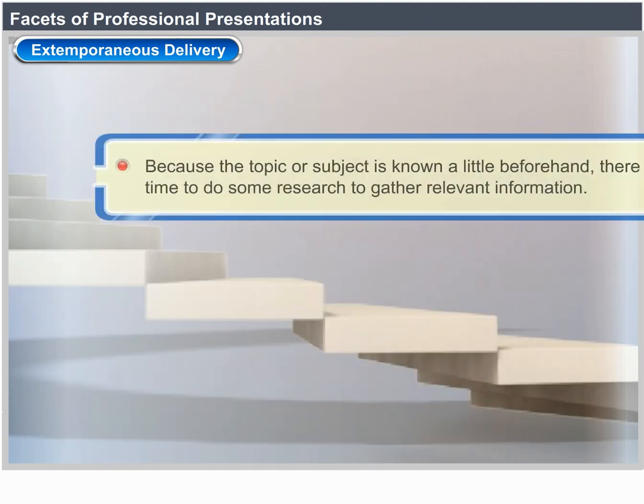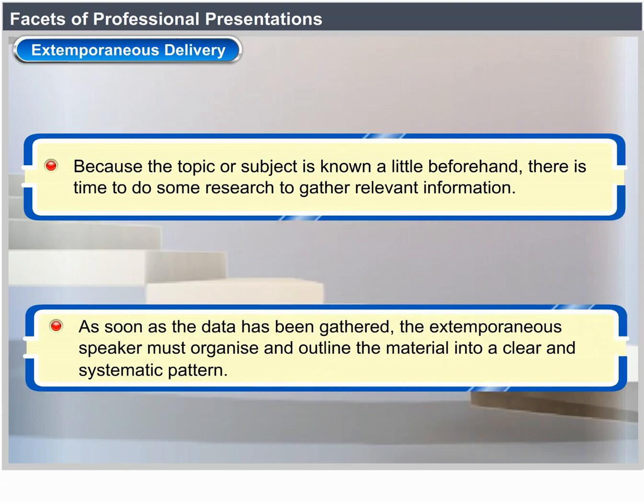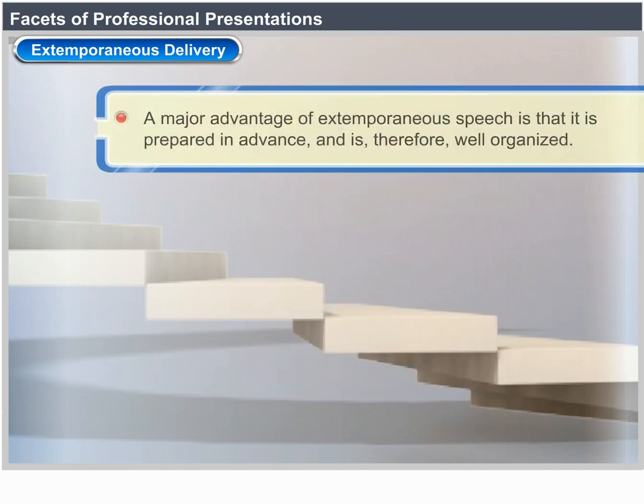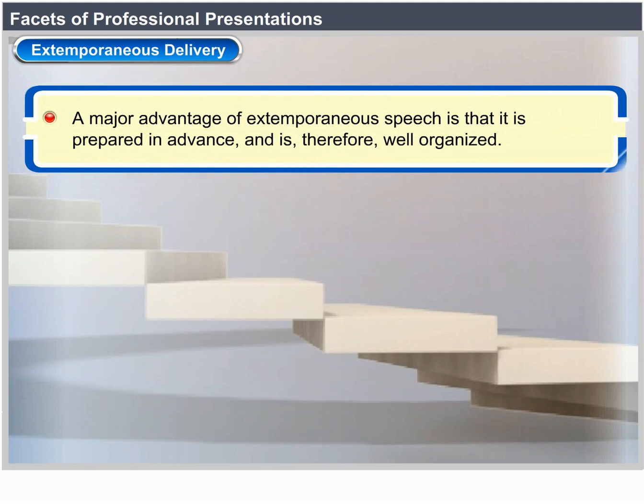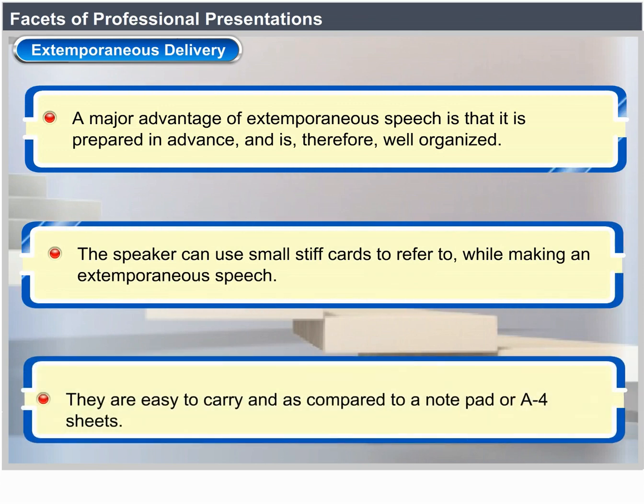Because the topic or subject is known beforehand, there is time to do some research to gather the necessary information. Once the data has been gathered, the extemporaneous speaker must organize and outline the material into a clear and systematic pattern. A major advantage of extemporaneous speech is that it is prepared in advance and is therefore well organized. The speaker can use small stiff cards to refer to while making an extemporaneous speech. They are easy to carry as compared to a notepad or A4 sheets.